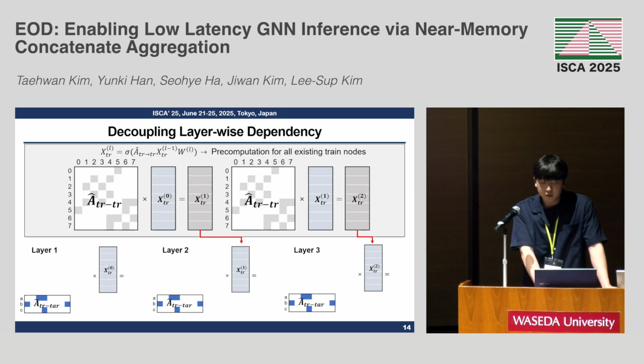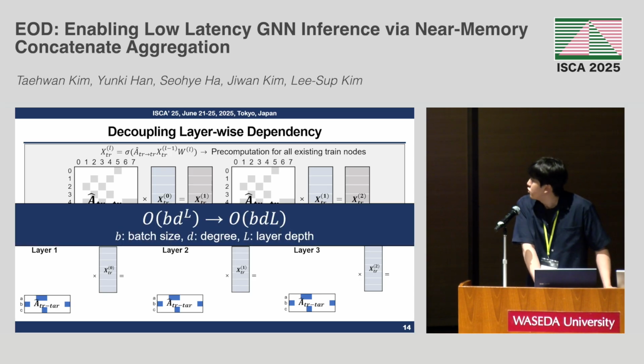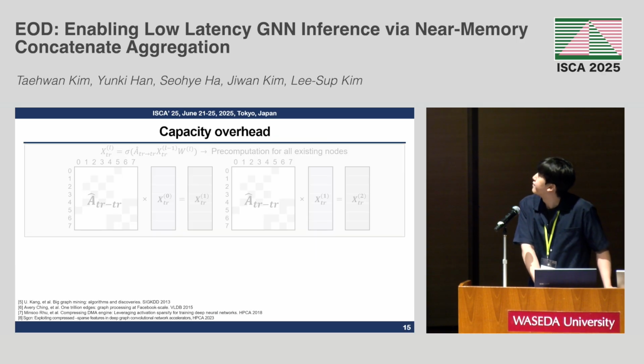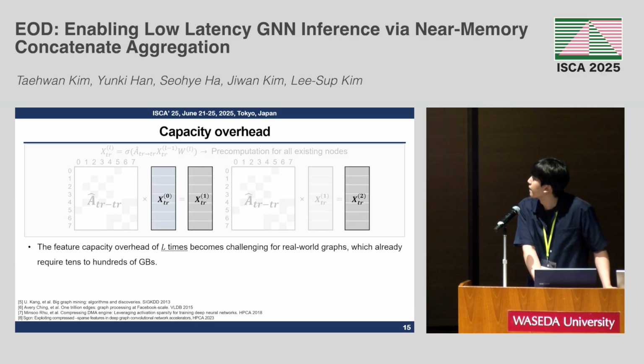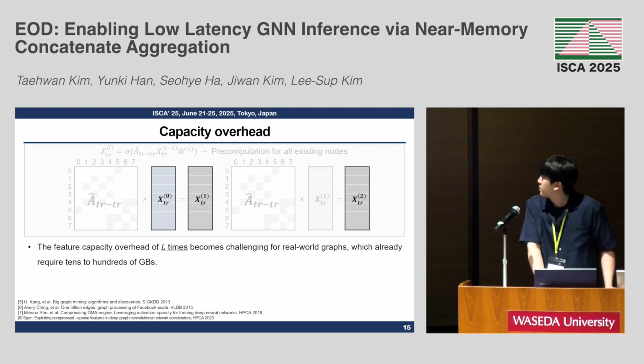For train-to-target aggregation, the layer-wise dependency is decoupled, allowing computations to be performed for all layers in parallel. As a result, the computational complexity is reduced from O(BD^L) to O(BDL). However, the feature capacity overhead in memory becomes challenging for real-world graphs.